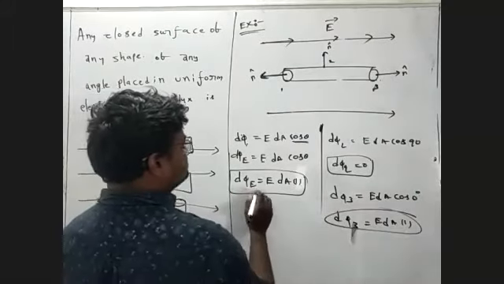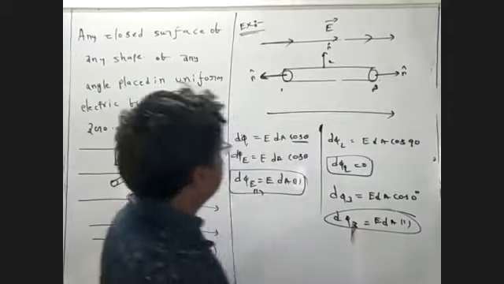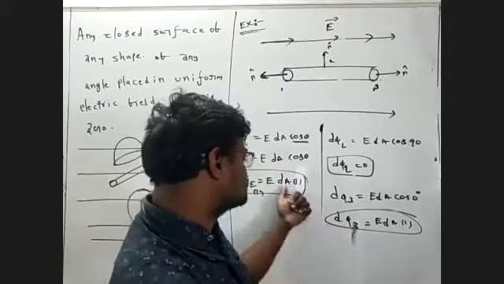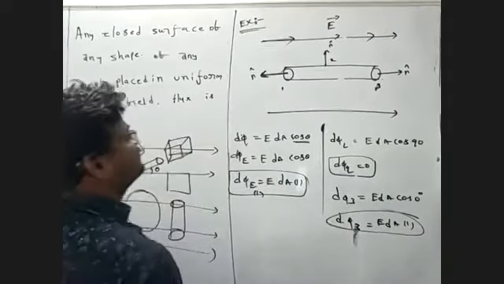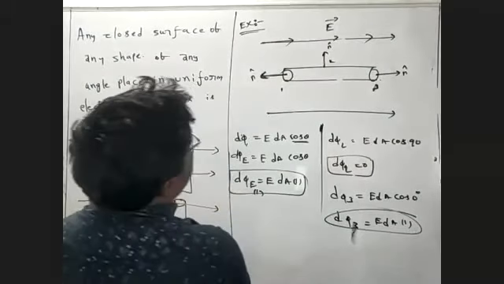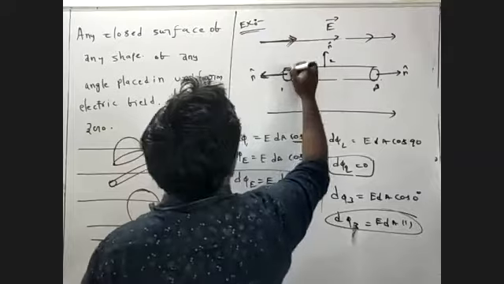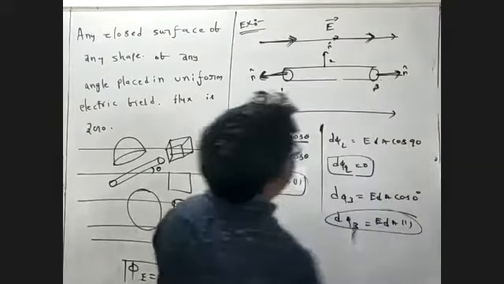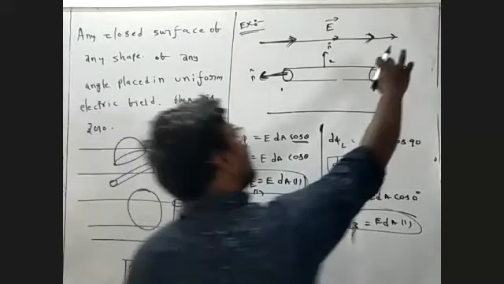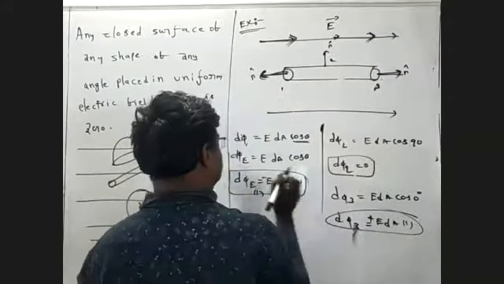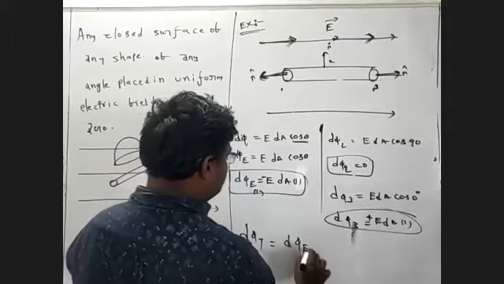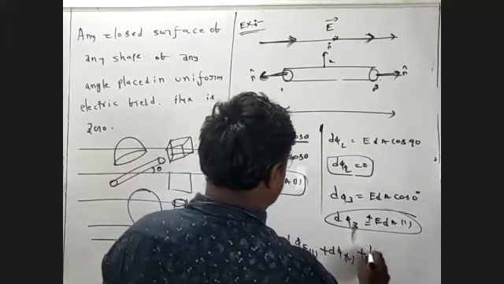So this is flat surface 1, curved surface, and flat surface 3. What is the electric flux? E into dA, the total value. Now we'll see the direction of electric field and n cap. Outward flux we take as positive, inside flux we take as negative. So what is the total flux? Total flux is equal to d phi 1 plus d phi 2 plus d phi 3.